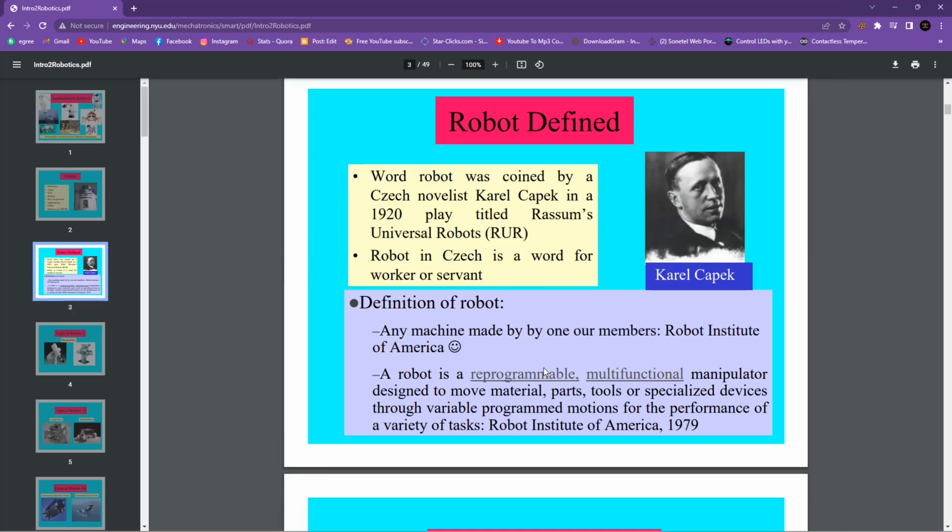I think the second line is talking about the definition of a robot. A robot is a reprogrammable... You see the key points there, and I want you guys to note those. Robots are reprogrammable, multifunctional manipulators designed to move materials, parts, tools, or specialized devices through variable programmed motions for performance of a variety of tasks.